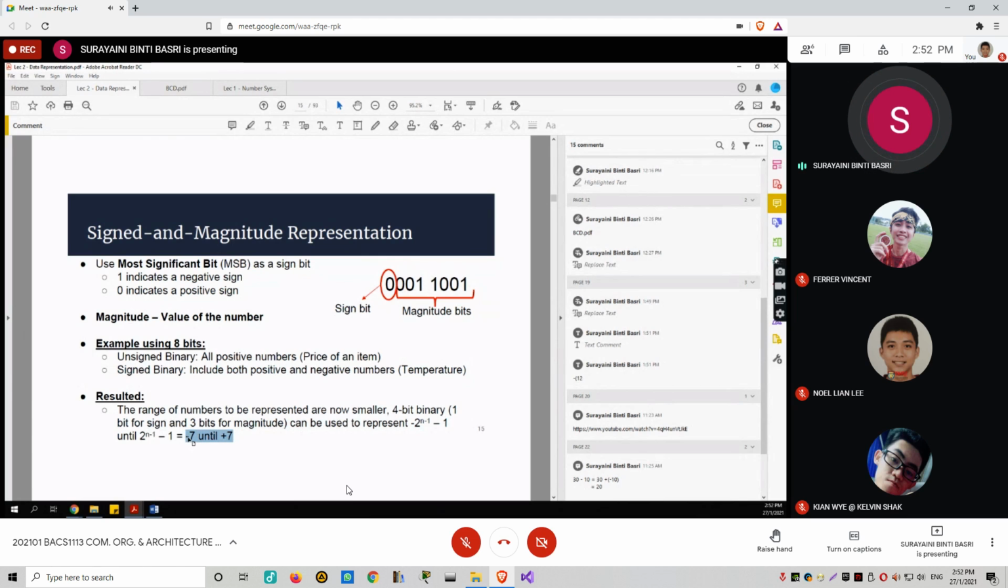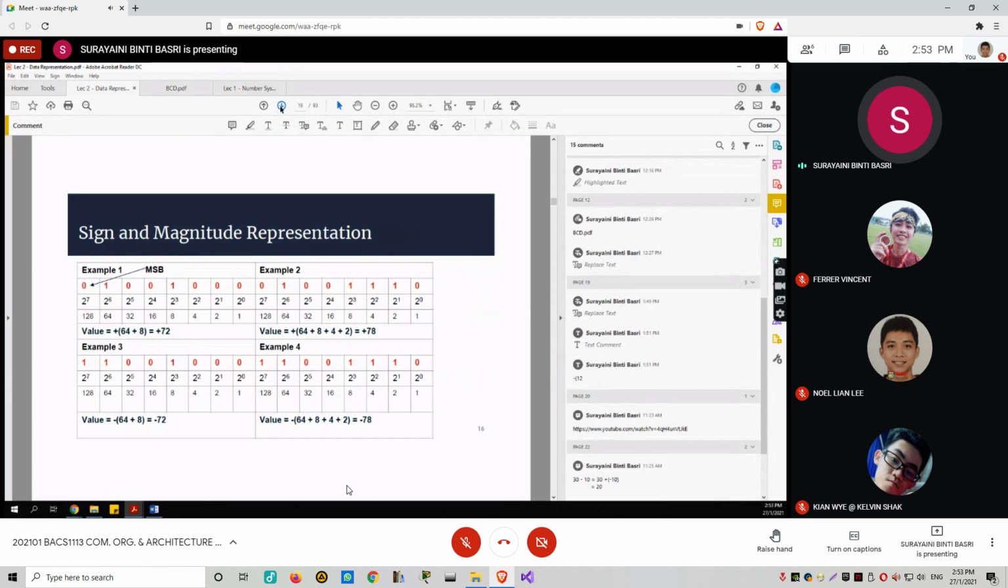So, for example, later we will see that if the addition or subtraction of this binary number goes out of this range, it will cause some problem which we call overflow and carry. So we proceed first now. Okay, so this is the sign and magnitude representation, where the first MSB, or most significant bit, will represent the sign, either positive or negative.